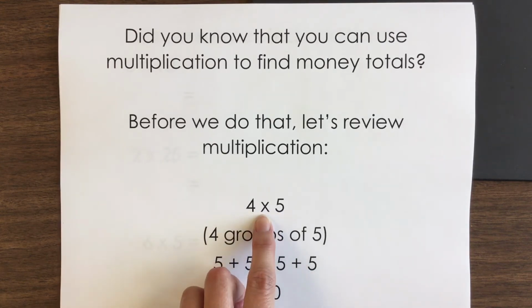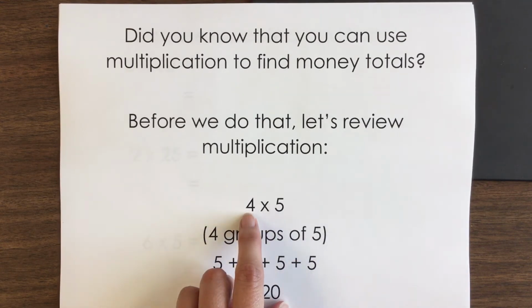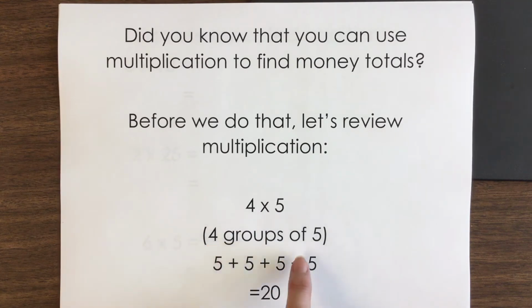This symbol, the times symbol, is also called the multiplication symbol. It has a very special meaning. As you might remember, it means groups of. So this statement here means 4 groups of 5. As you can see, 4 groups of 5.